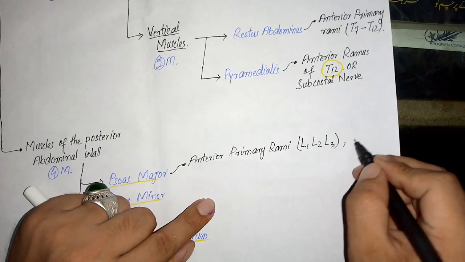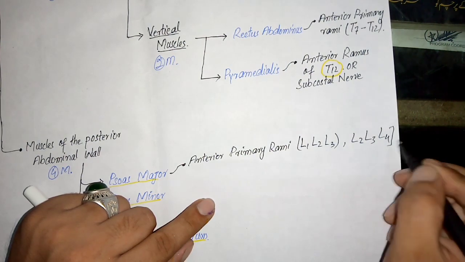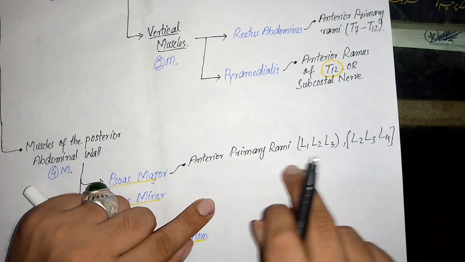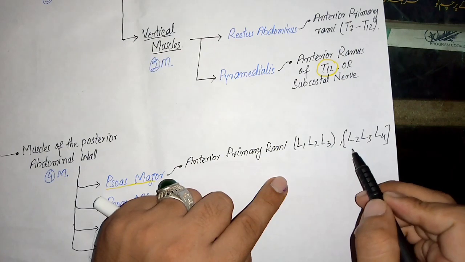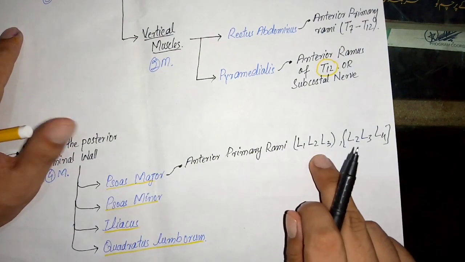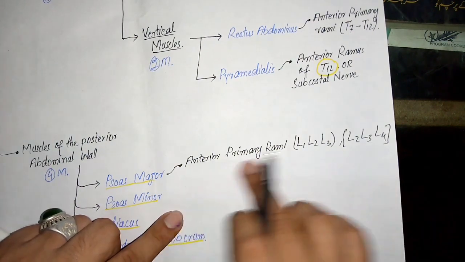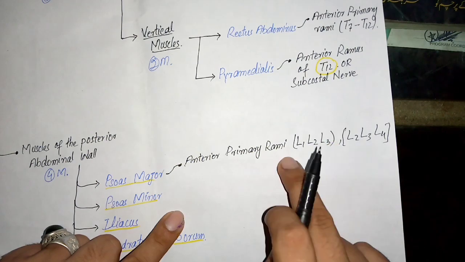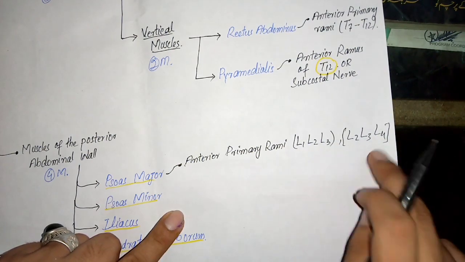In some books it is L2, L3 and L4, but you should keep both of these nerve roots in your mind. If you have the option L2, L3 and L4 in the paper, then that is the correct option. If you have L1, L2 and L3, then this is the correct option. But just remember that this is supplied only by the lumbar region. So L1, L2 and L3, right?